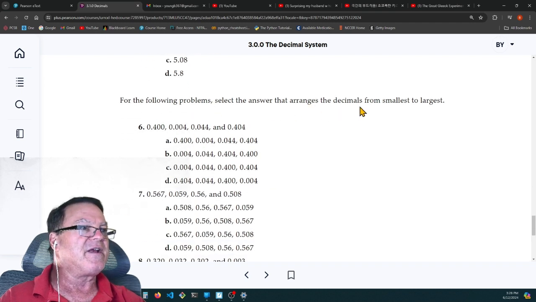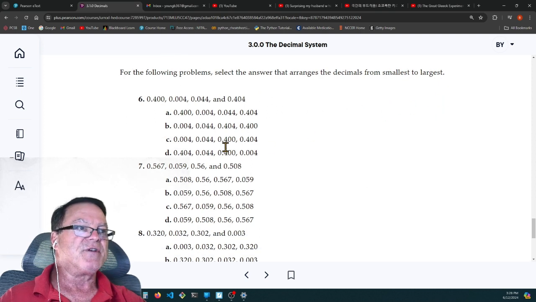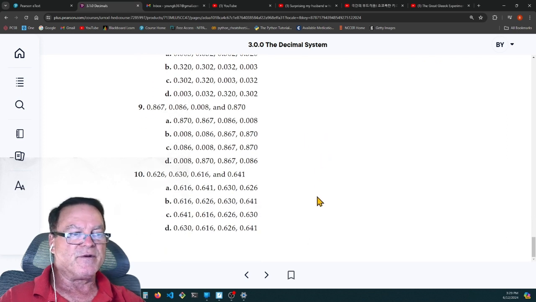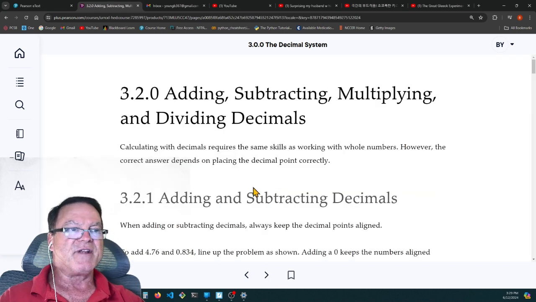For the following problems, select the answer that arranges the decimals from smallest to largest. So we have four numbers here: 0.400, 0.004, 0.044, and 0.404. The one that has the largest number after the point, which is 0.404, is the largest number. It should be the last one in the series. The second to last is 0.400. The first in the series is 0.004, and the next one is 0.044. So to arrange them from smallest to largest is 0.004, 0.044, 0.400, and 0.404. If you have any difficulties with these, check with your instructor, and they'll help you understand it better.